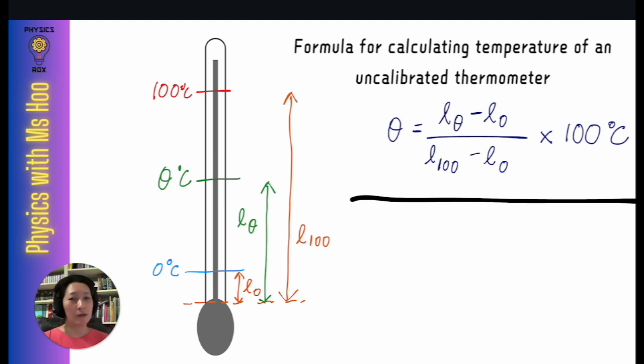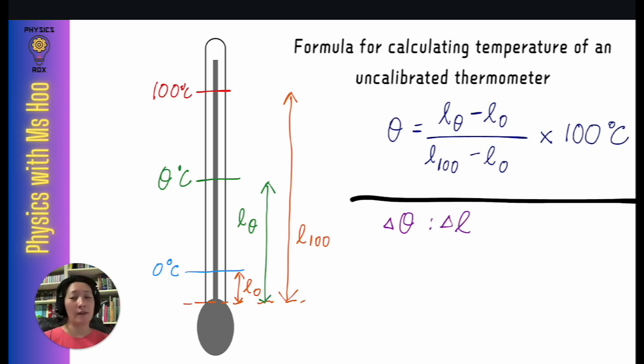The ratio method works because of mercury's property of being able to expand and contract uniformly. Because the mercury has a uniform change in its length, we can assume that the ratio of the change in the temperature would give us a uniform change in the length.